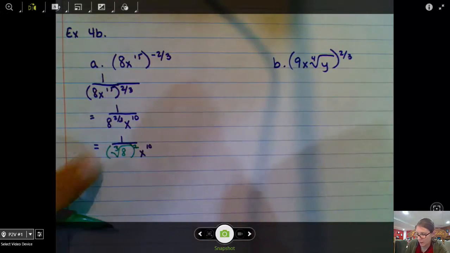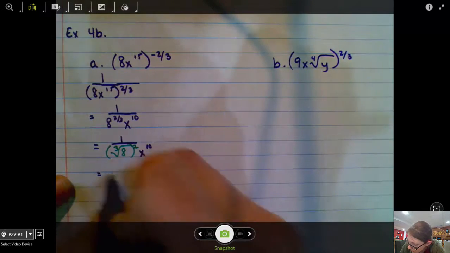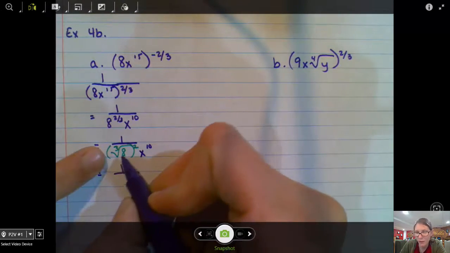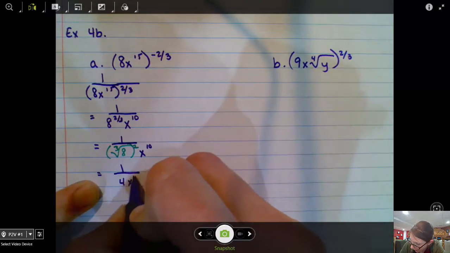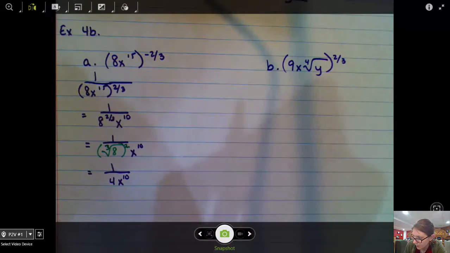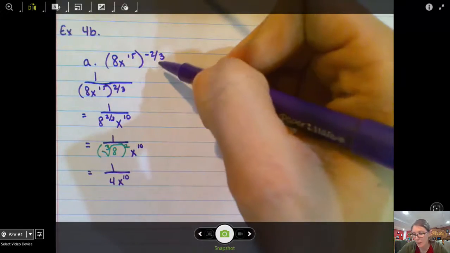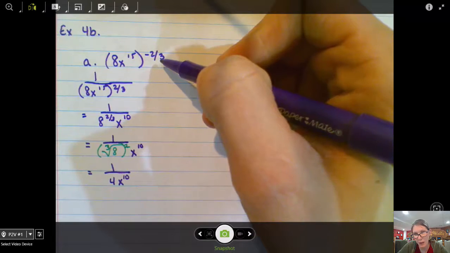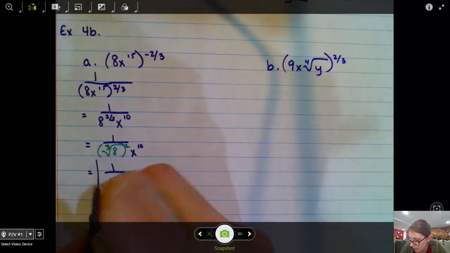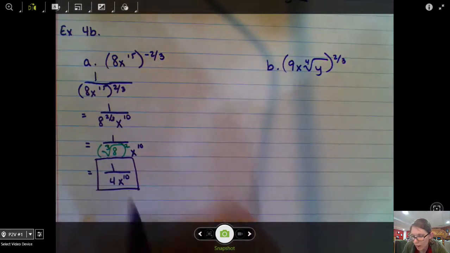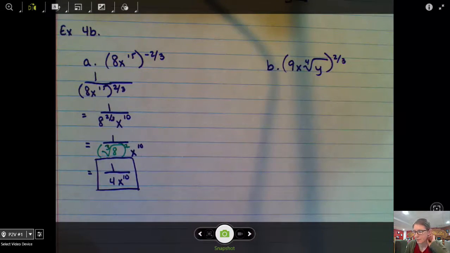It's a little bit easier, I think, to do the cube root of 8 first, because I know the cube root of 8 is 2. 2 squared is 4. x to the 10th. Okay. Now, as far as the absolute value goes, I have 3 as my denominator of my rational exponent. So I have a cube root, which means I don't need absolute value here. Final answer is 1 over 4x to the 10th.